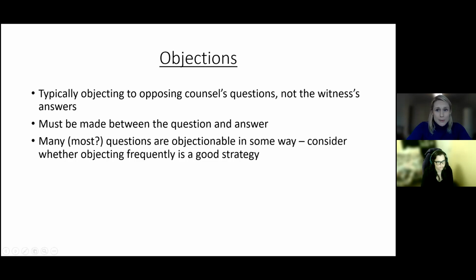A lot of questions are objectionable. We did talk a little bit earlier about whether objecting to every question is really useful. Sometimes it is, especially if it's about irrelevant stuff that's going to hurt your client. Sure, just keep objecting. But if it's on little stuff that doesn't really matter, is that a good strategy for you?